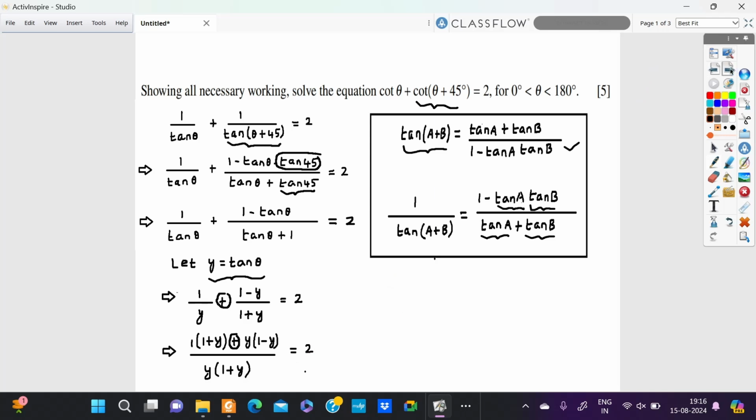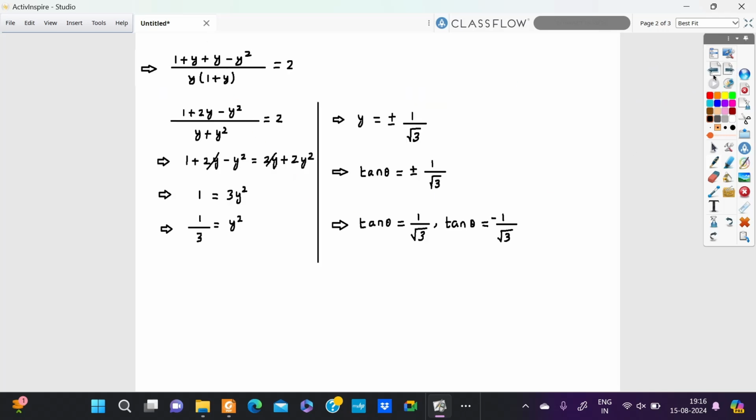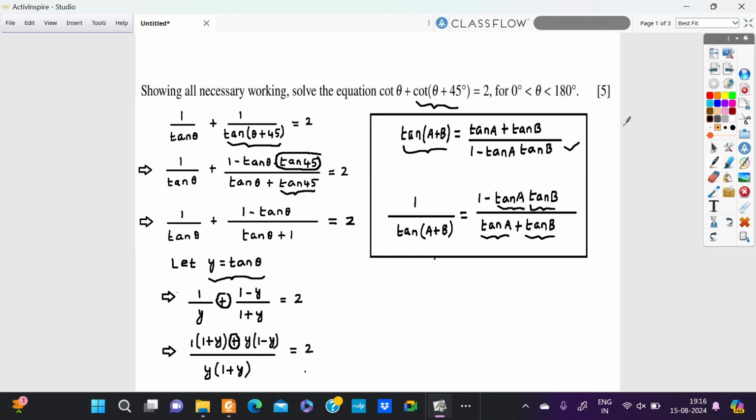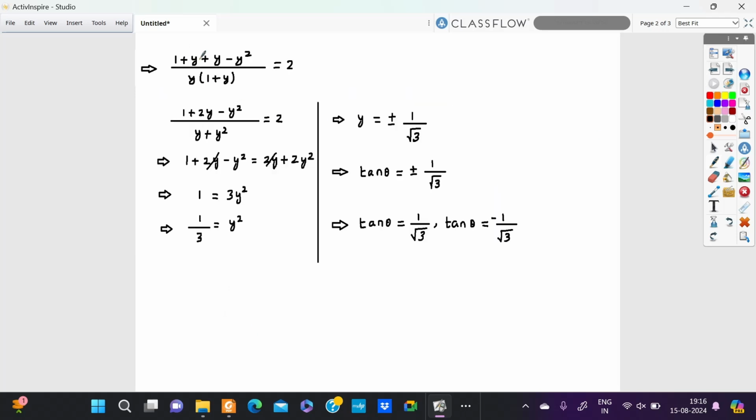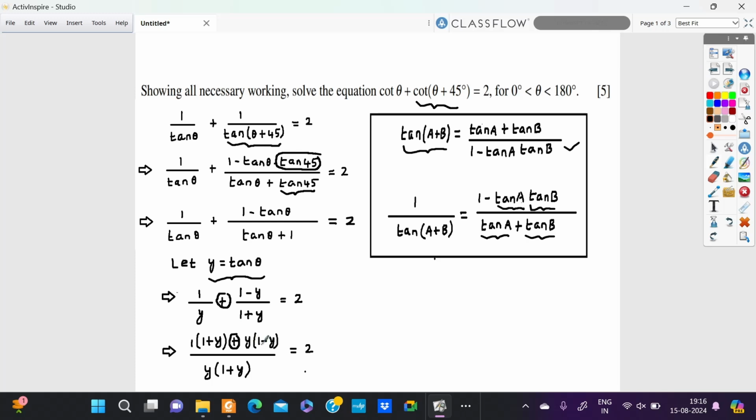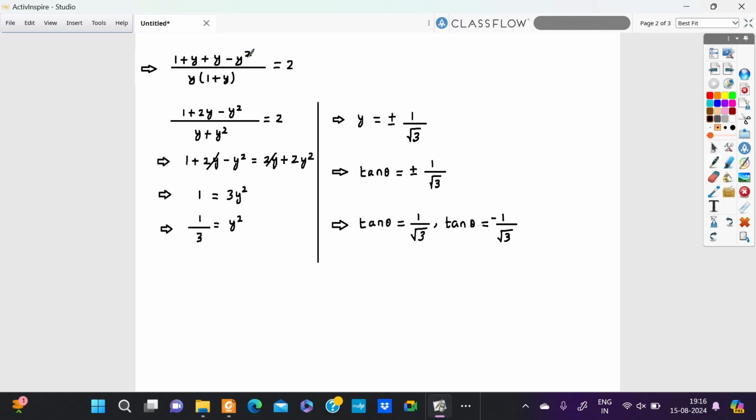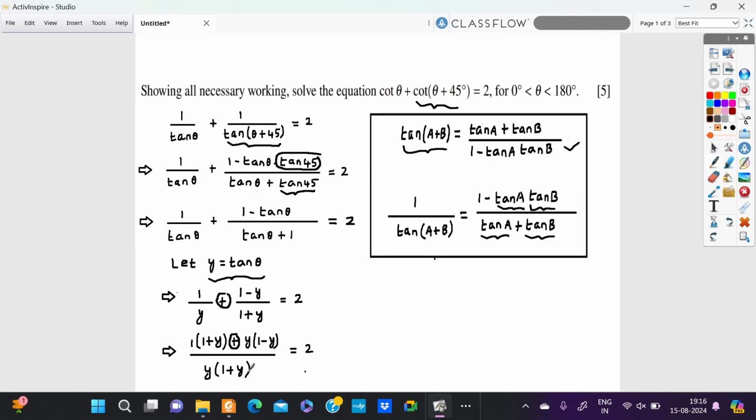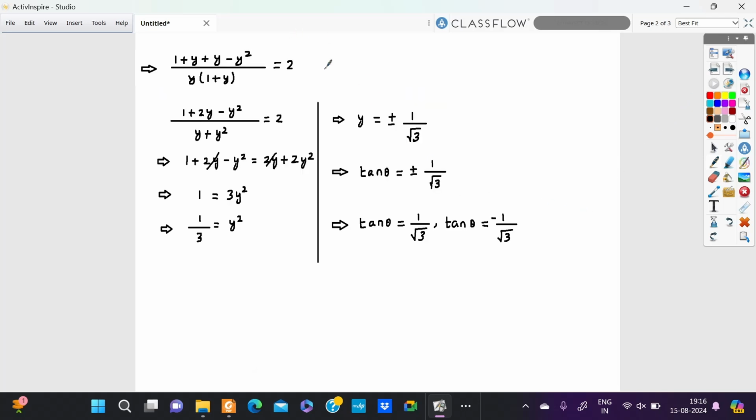Let us just expand the brackets here. You have 1 times 1 plus y, which will give us just 1 plus y, and y times 1 minus y will give us y minus y square, divided by the denominator y times 1 plus y, which will stay as it is, which is equal to 2. Here is the equation. All right. Now we just simplify the numerator. y plus y is 2y. So 1 plus 2y minus y square divided by, I just open the brackets here, y plus y square, is equal to 2.